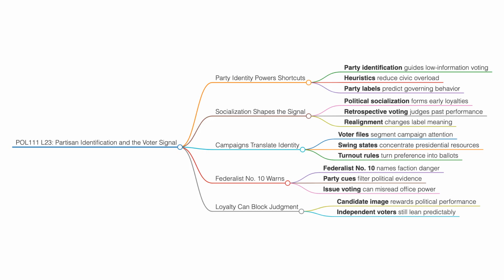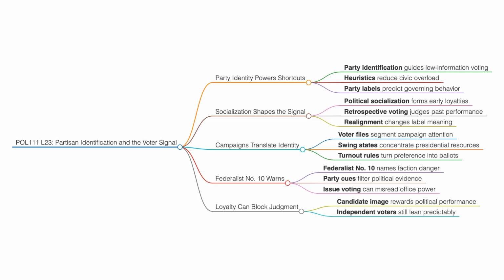Realignment shows how those frameworks can move without vanishing. A region, class, racial group, religious community, or education group may shift party loyalty when issues, leaders, and events reorder the coalition. Those shifts do not happen because voters wake up as brand new individuals. They happen when old signals stop explaining new conflict. Party identification remains powerful, but the content attached to the party label can change.